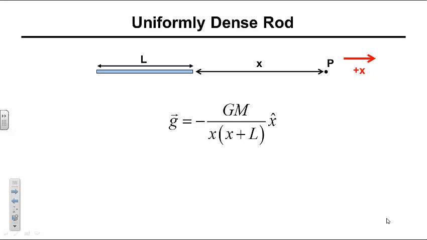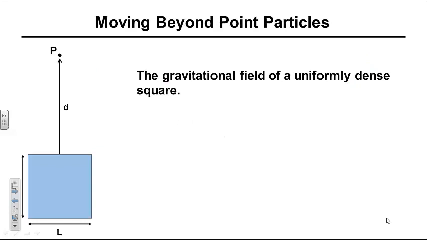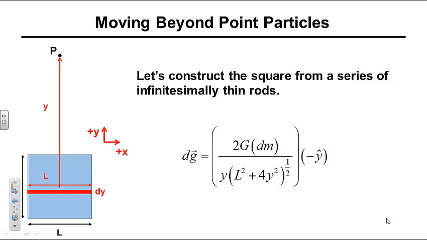Next, let's calculate the gravitational field of a uniformly dense square. This gravitational field is the integration of the gravitational fields of each infinitesimal bit of mass in the square. As discussed previously, a thin rod is a convenient shape to use in this calculation. This is the equation for the infinitesimal gravitational field of each thin rod in the square.